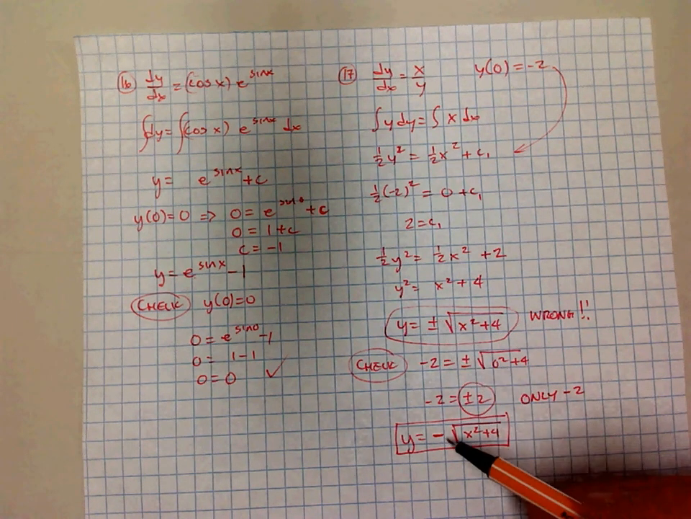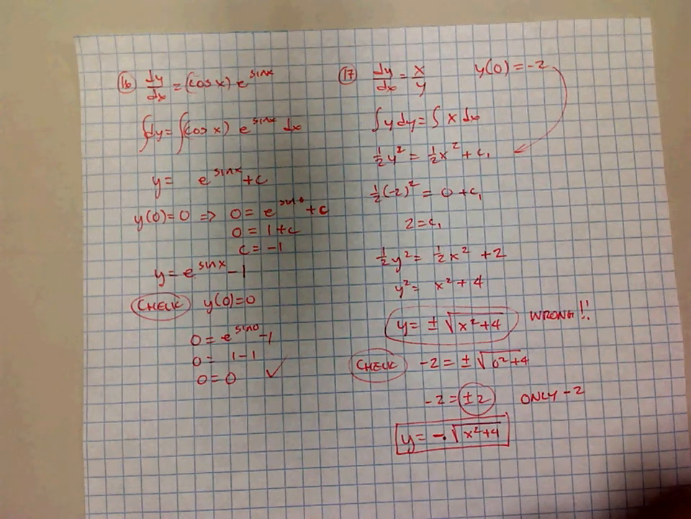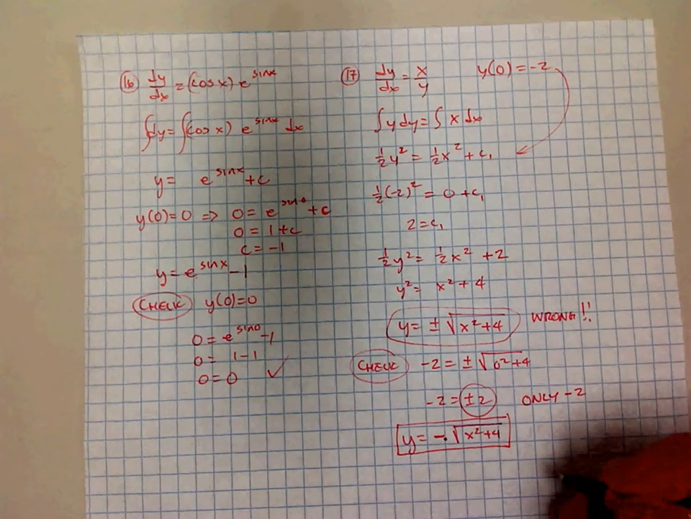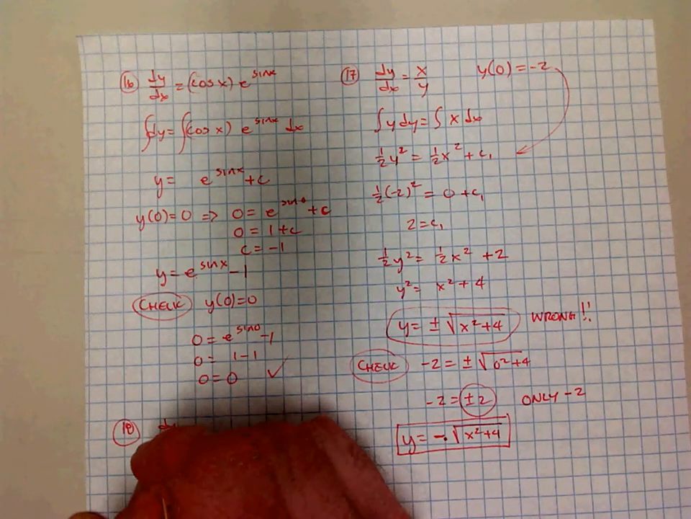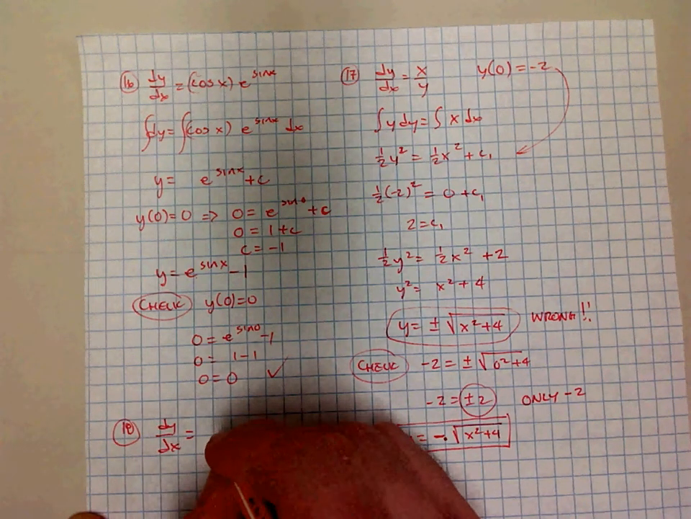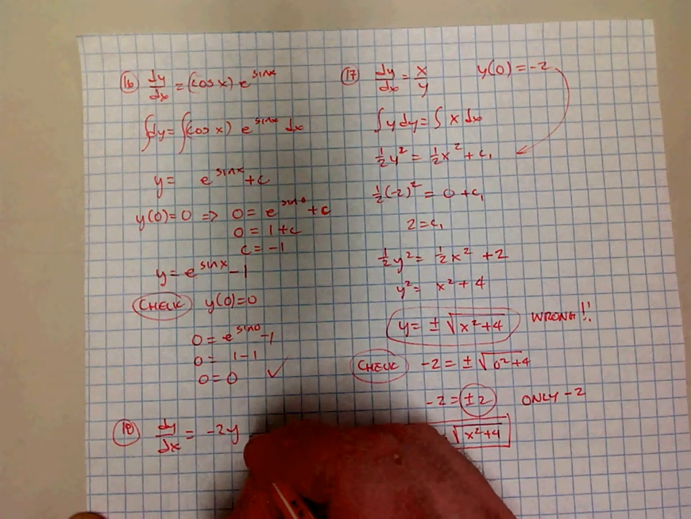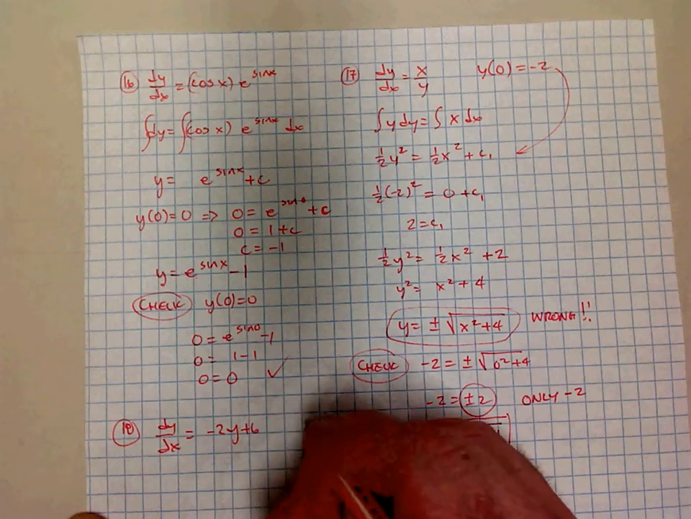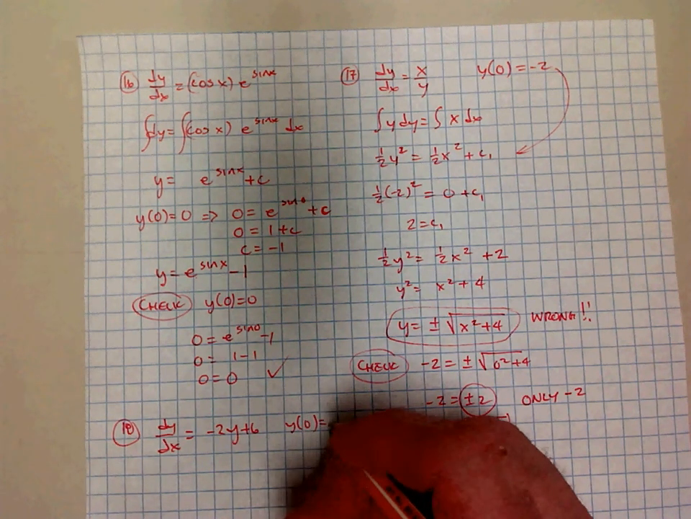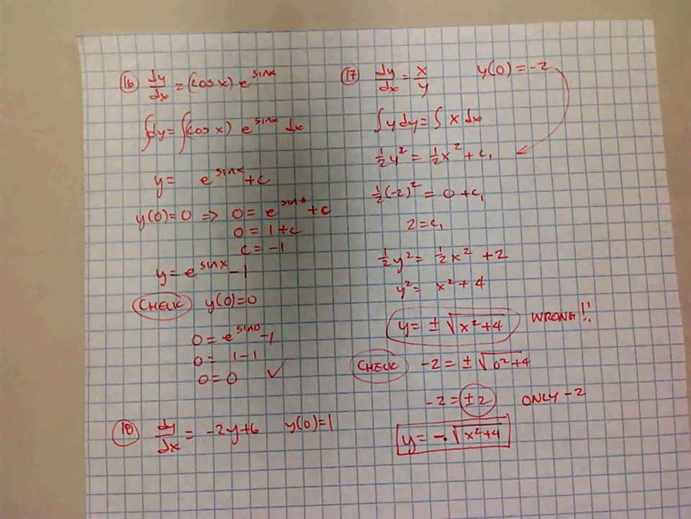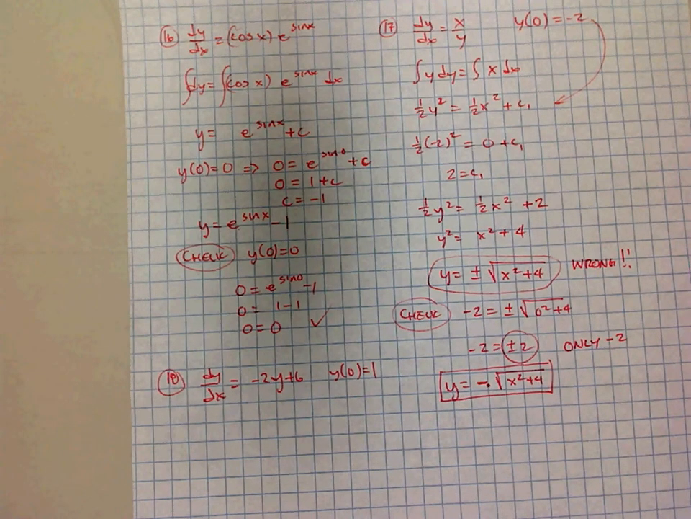All right, let's go back and look at our next one. Our next one is number 18. It starts out with dy/dx equals negative 2y plus 6, and they give us an initial condition of y(0) equals 1. Again, don't get caught up with addition and subtraction here. We need to make a multiplication problem first.